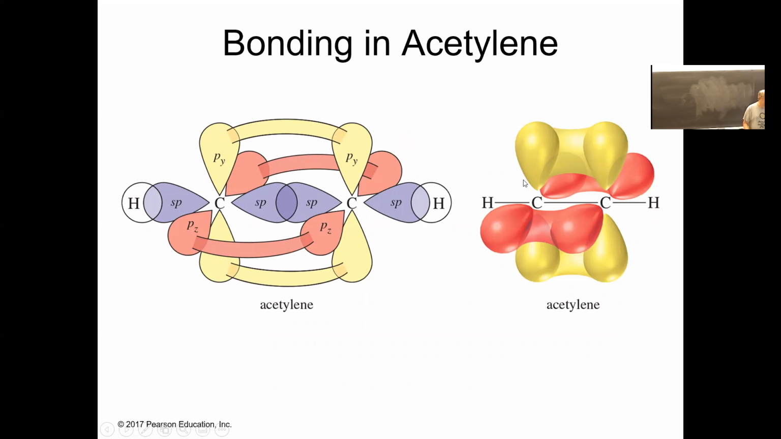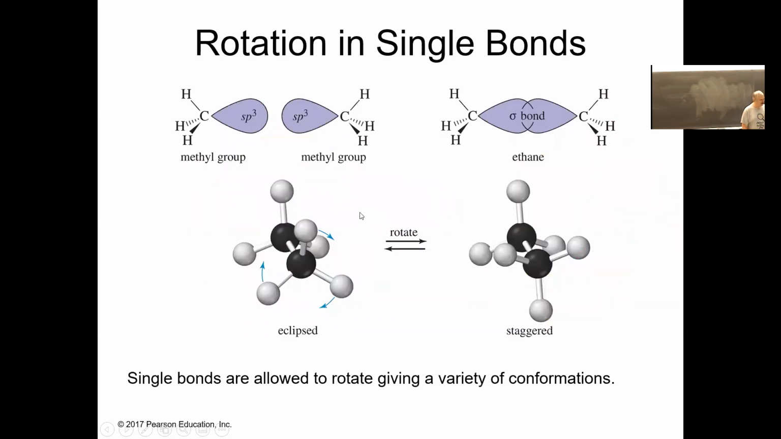In the case of acetylene, where we have a triple bond, the hybridization of the carbons is sp. Okay, so that means that there were 2 p orbitals which were not hybridized, the py and the pz. They're perpendicular to each other, and they form 2 pi bonds. And then we also have a sigma bond between the sp orbitals.